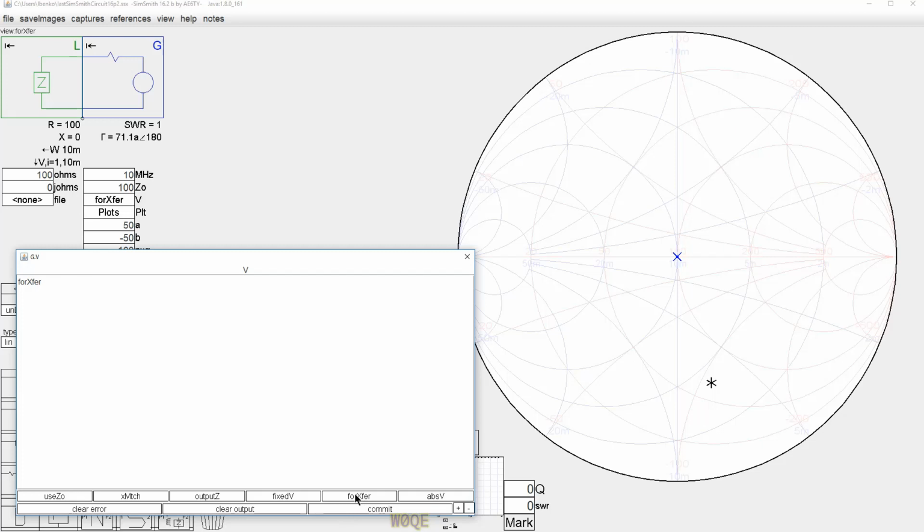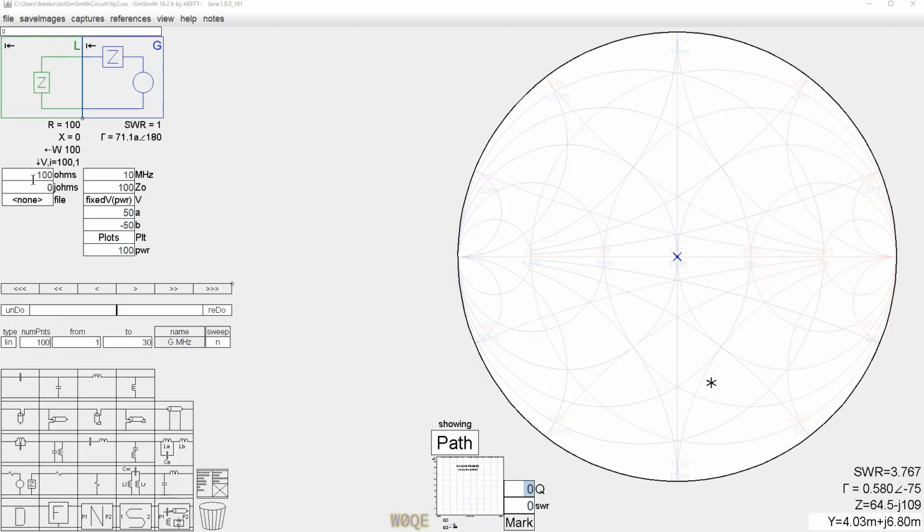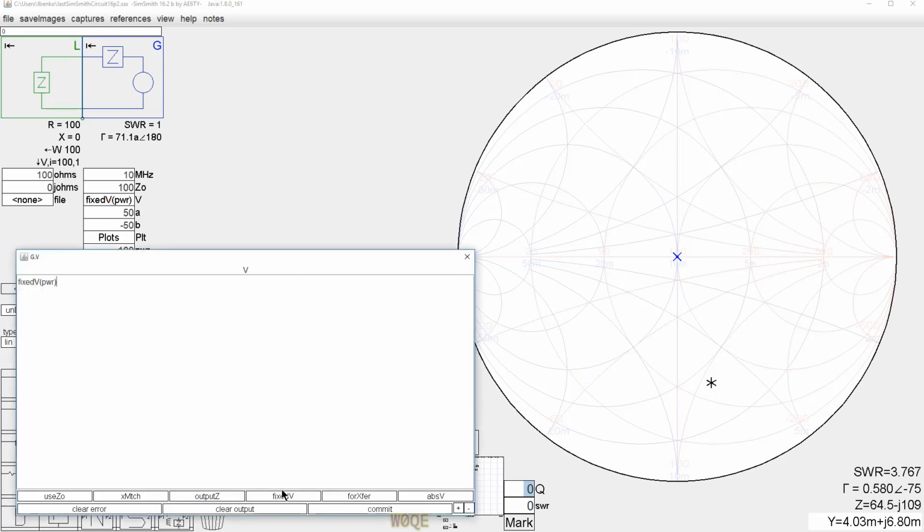So it's not an absolutely necessary generator, but that's fine. It's there. There's nothing wrong with it. It just isn't something that we couldn't do another way. All right, now let's go to the last. There's 2 more generator types, fixed V and absolute V. And let's go to fixed V for a moment.